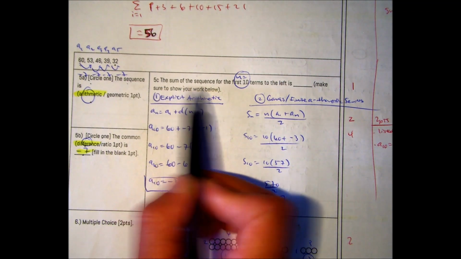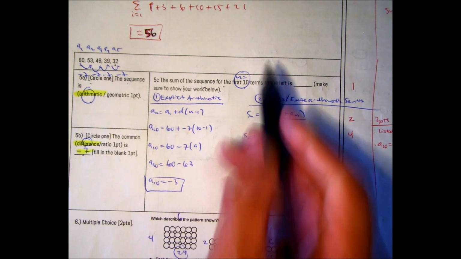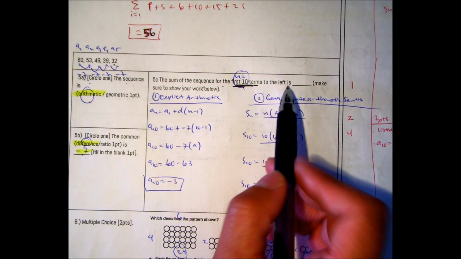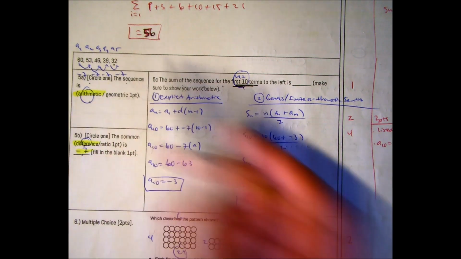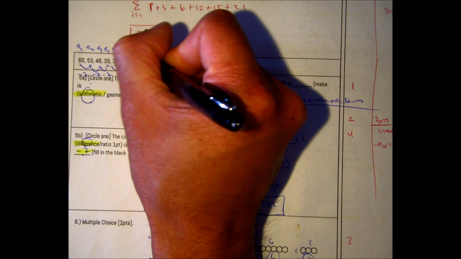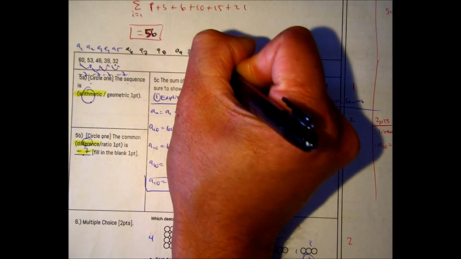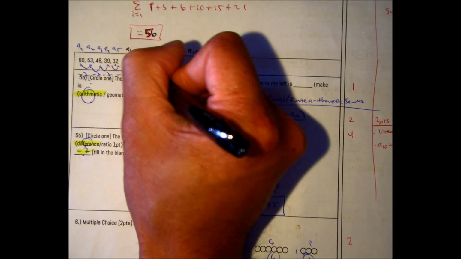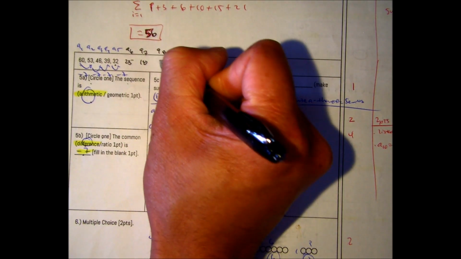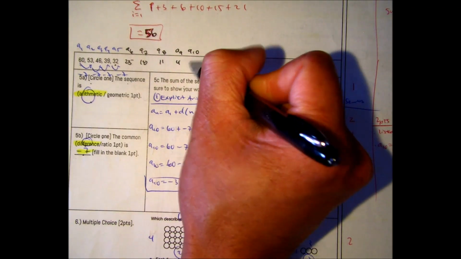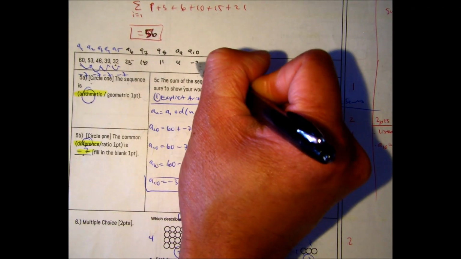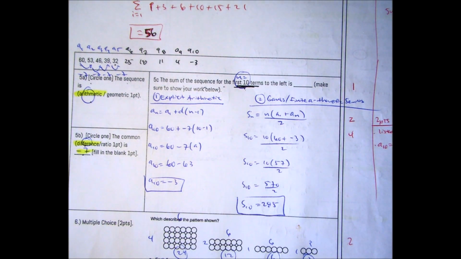5C, the sum of the sequence for the first 10 terms. There's your hint: 10 terms. So it's saying look at these numbers. What is the answer? Over here, the numbers are decreasing, and some students just wrote out all of those numbers, which is totally fine, not wrong. They kept subtracting 7: 25, 18, 11, 4, -3. And then they just added up all those numbers.